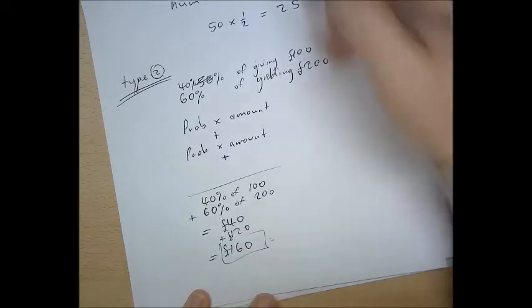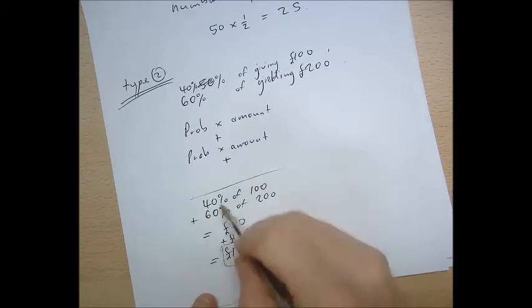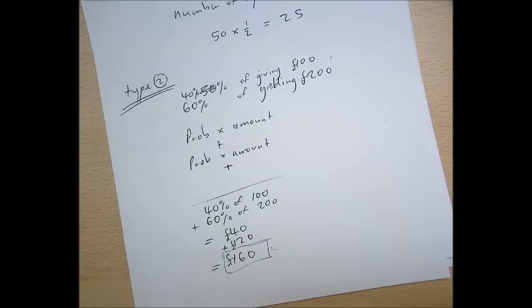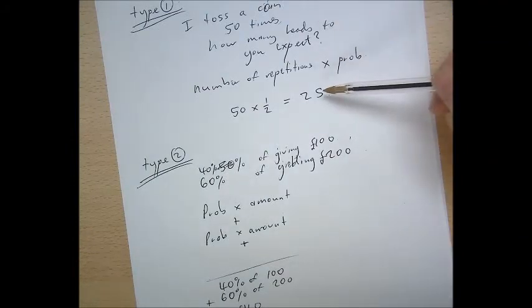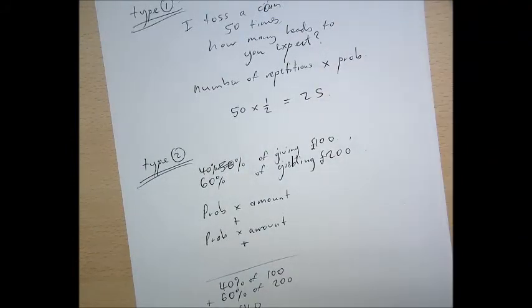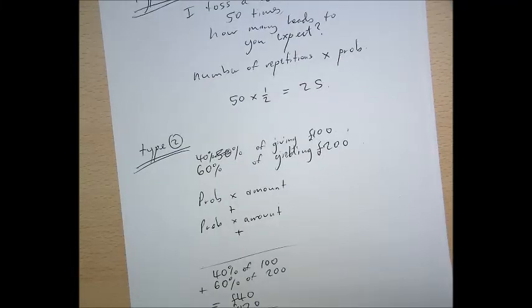Like I set up with the coin example, nothing else other than 160 makes sense if you really do think the probability of getting 100 is 40% and the probability of getting 200 is 60%. It's the same way as nothing else makes sense other than 25 if you really do think the probability of getting a head is a half.